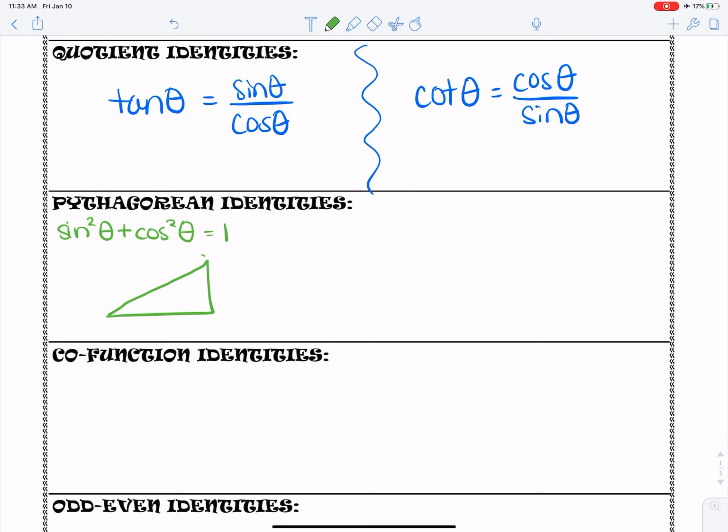When you think of the unit circle, that's a bad unit circle. When you think of the unit circle, okay, that's even worse. Let's start with the circle. Boom. And we think of a triangle. The x-axis is always your cosine. The y-axis is always your sine. And your hypotenuse is 1.